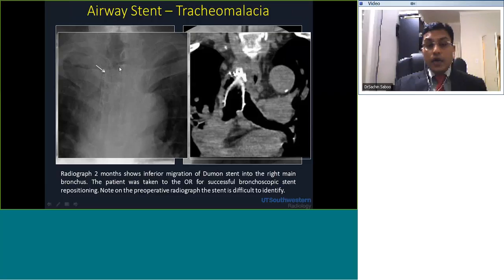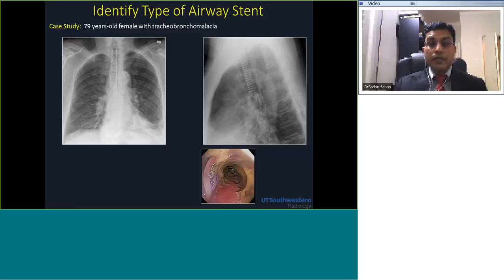And again, on this the Dumon stent is difficult to identify, and the CT from the same patient at the same time shows that the Dumon stent in fact had migrated to the proximal part of the right main bronchus, and this had to be taken care of by intraoperative removal of this stent.